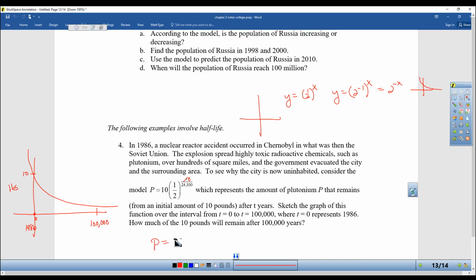So P is equal to 10 times 1/2, and then you can put the 100,000 right in there, over 24,100. You can type that into your calculator, and you're going to get 0.564. So even after 100,000 years, there's still going to be about a 1/2 pound of plutonium left.